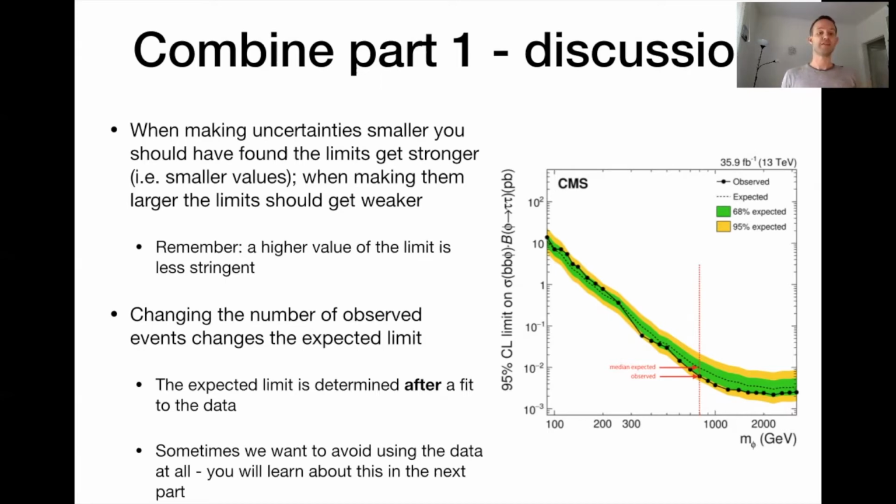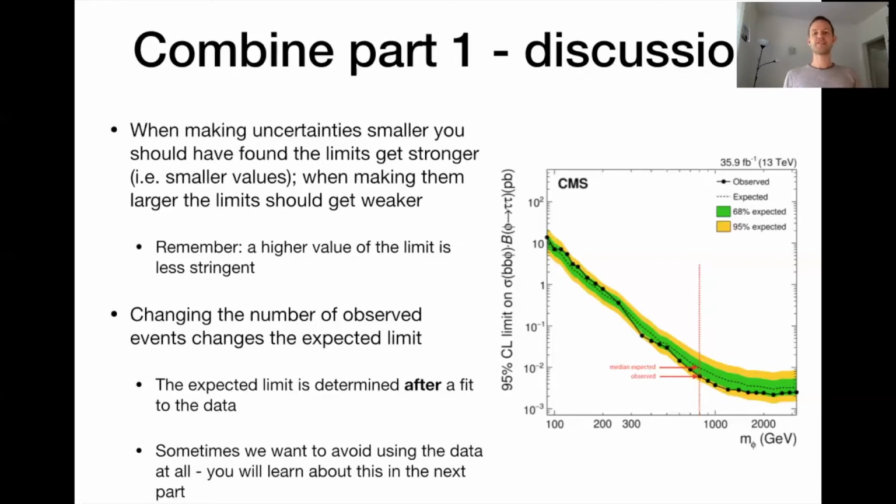So then another thing we did is looked at what happens when we change the number of observed events in the data card. And what we found is that actually this also changes the expected limit. And at first, this seems a little bit counterintuitive, perhaps, because we might ask, well, what does the observation have to do with the expectation? But actually, in the procedure that we use, the expected limit is determined after performing a fit to the data, a fit to the observation. And so in that fit, our background expectation might be adjusted up or down, and this itself directly affects our expected sensitivity for any signal.